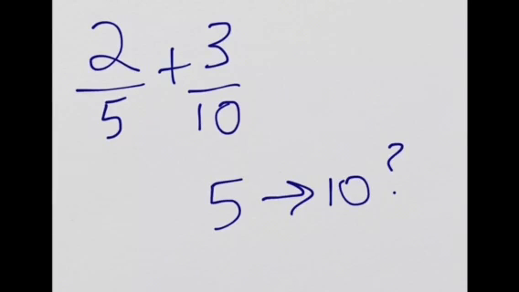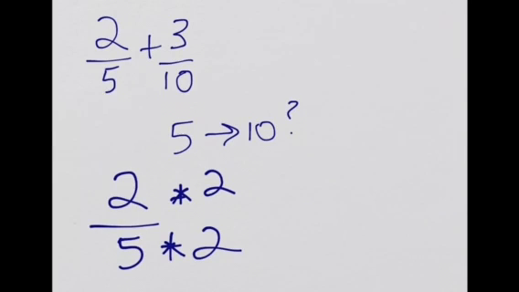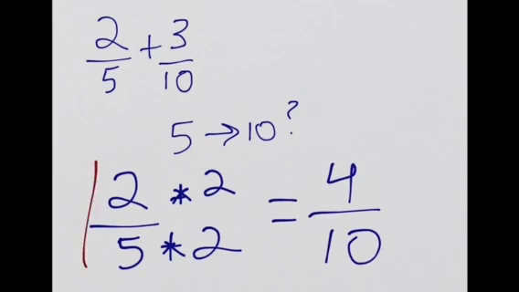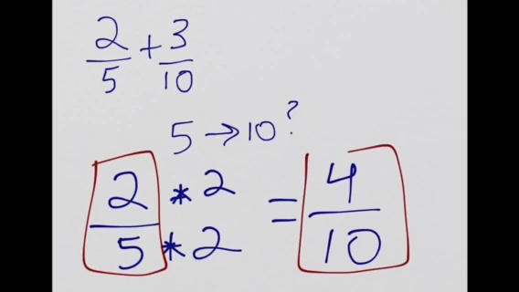So the question I might ask myself is, how do I get from 5 to 10? What could I multiply by? 2, right? When we convert fractions like this, we have to multiply both the top and bottom by 2. So 2 over 5 becomes 2 times 2, 4, 5 times 2, 10. And these two fractions, 2/5 and 4/10, are equivalent. It's just a larger form of the same fraction.